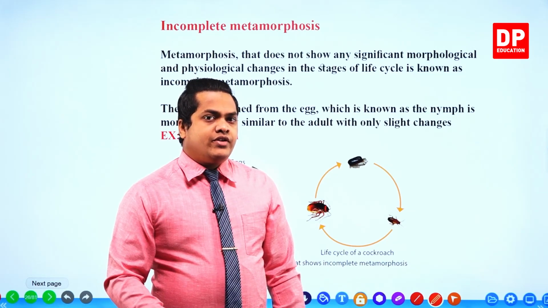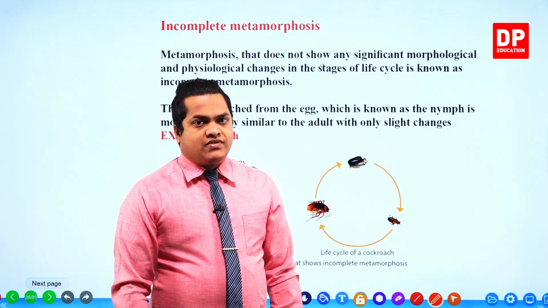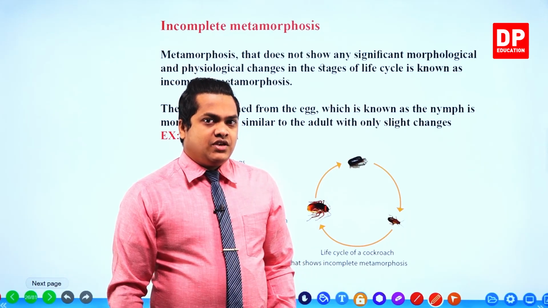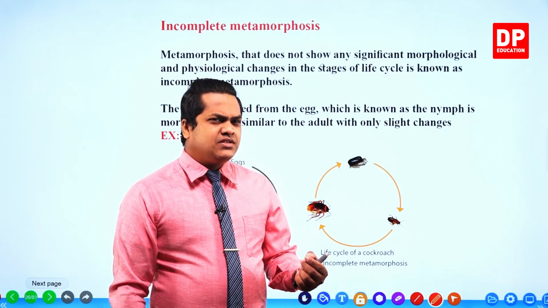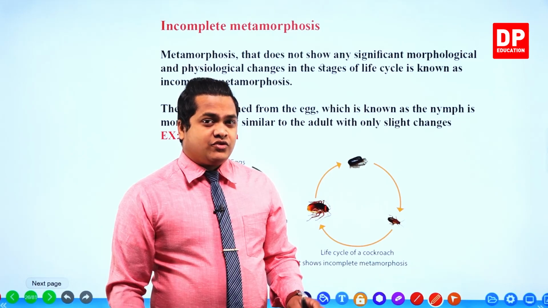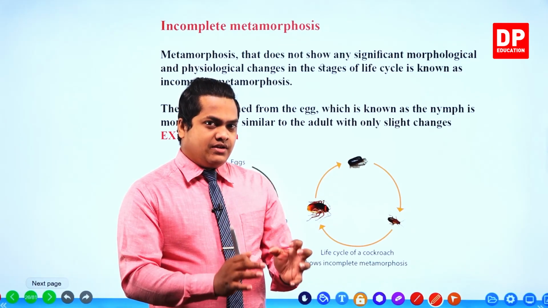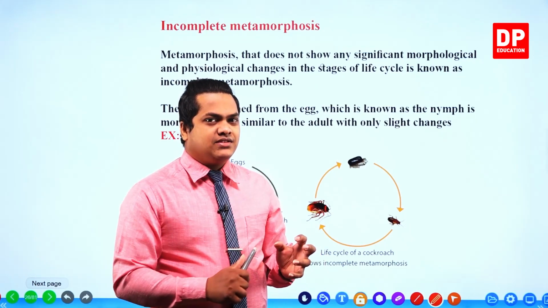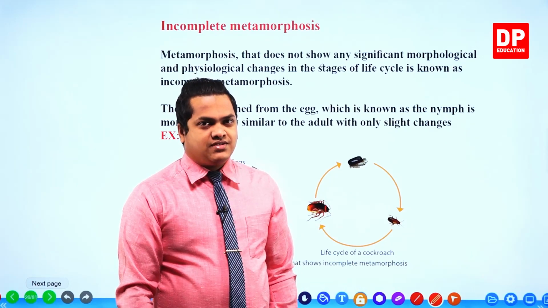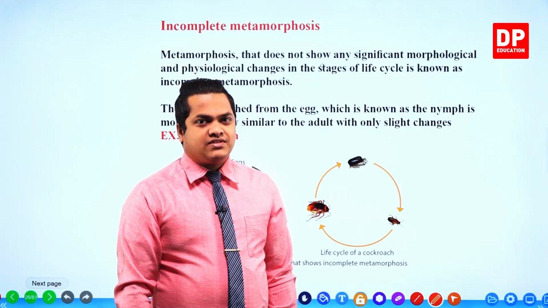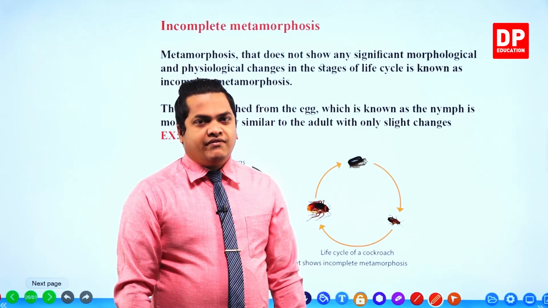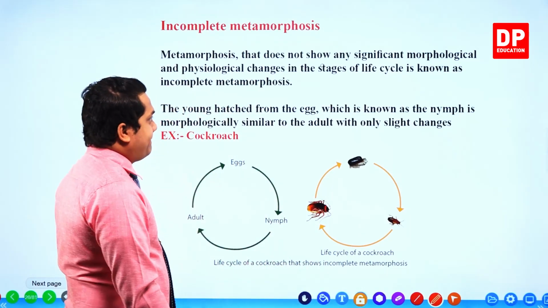Now we are going to discuss incomplete metamorphosis. As you can see from the name, incomplete metamorphosis, you can get an idea that incomplete means partially or half. When the eggs hatch and the larval stage, the second stage of life, comes out, that larva or creature is somewhat similar to the adult. There are no significant changes. That's why it is referred to as incomplete metamorphosis. The second stage of this metamorphosis is referred to as the nymphal stage, the nymph. So let's see what contents are given.